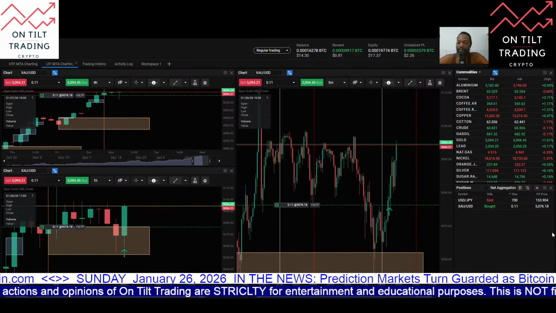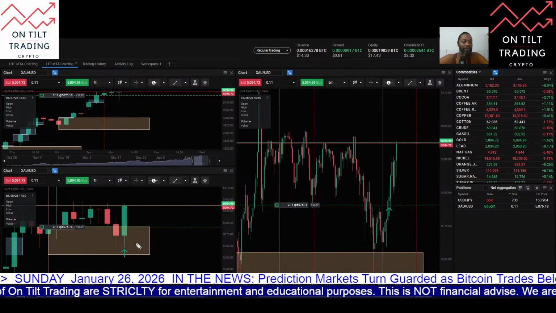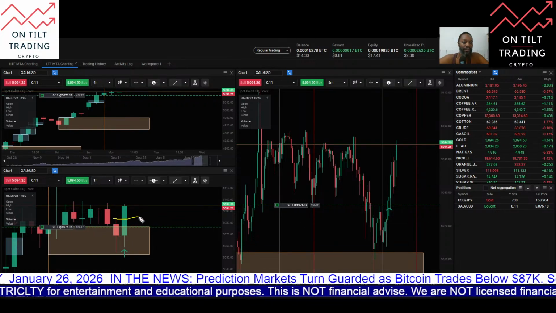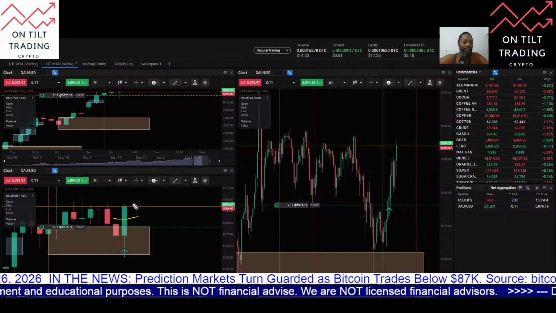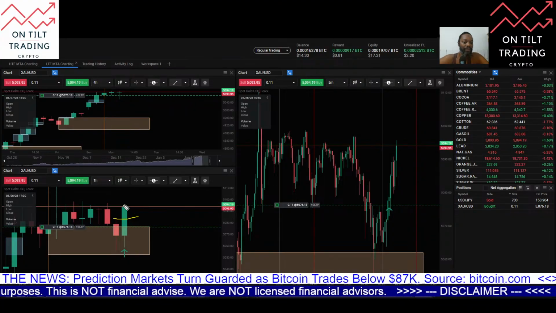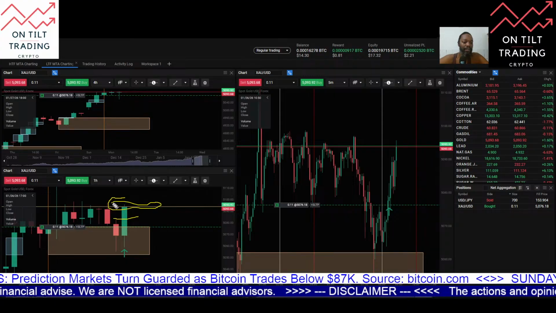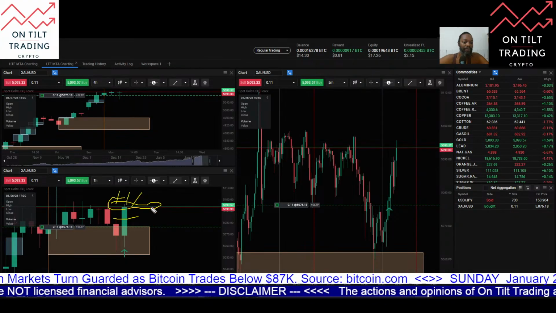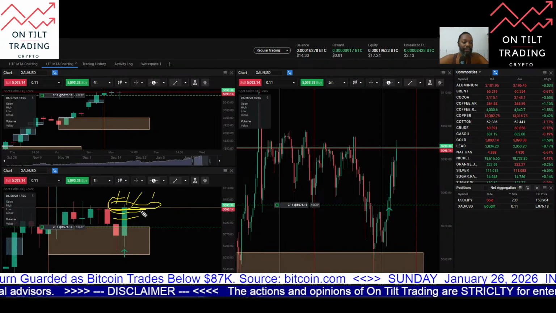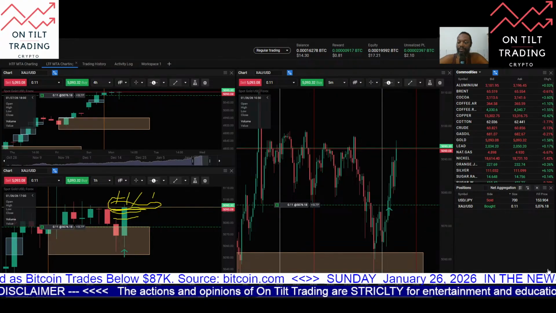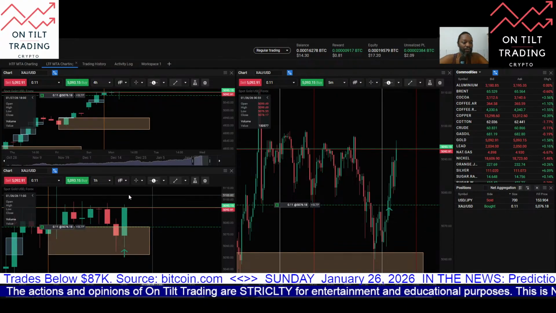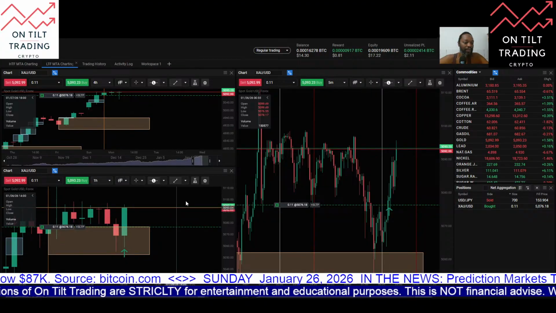Also, it could be potentially putting in a fair value gap here on the 1-hour chart. If the following candle closes anywhere in this area or above, then there'll be a gap here, which would indicate there's volume in the market for this price direction.